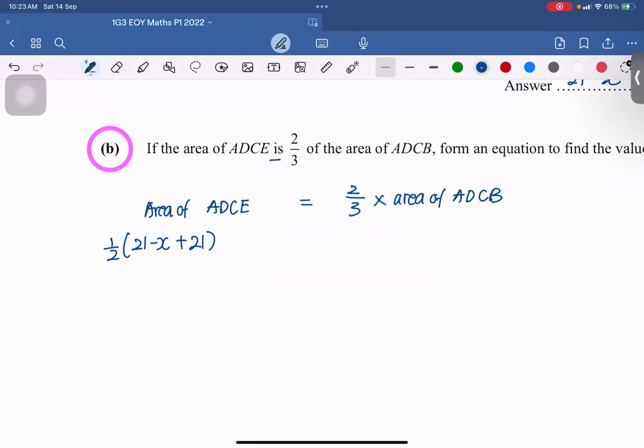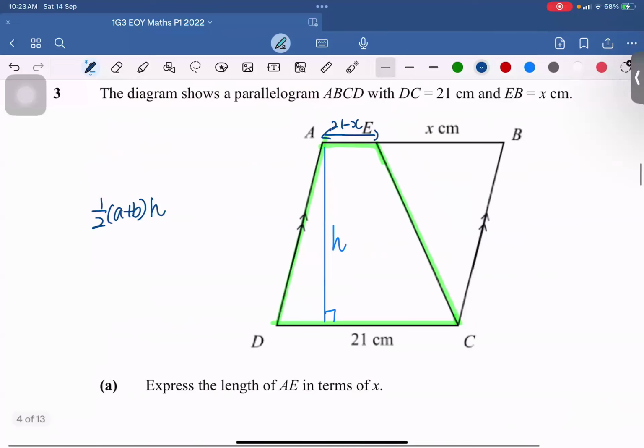Plus 21 times the height. A plus B times H, half. Then next one equals 2/3 times the area of the parallelogram. So how do you find the area of a parallelogram? Okay, next person to call, Jayden. Jayden, how to find the area of a parallelogram?